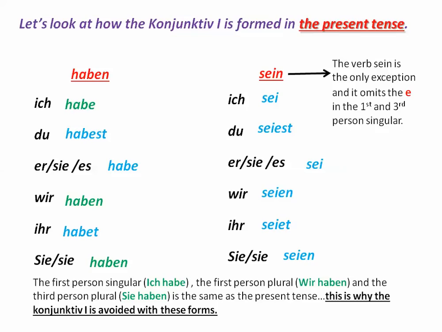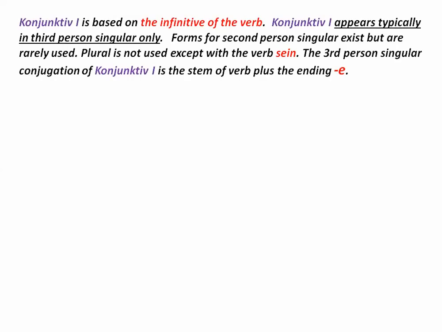And as I said, subjunctive I is mostly used in indirect speech. It appears typically in the third person singular only. Forms for the second person singular exist, just as I showed you, but they're rarely used because they are confusing, number one. The plural is often not used except with the verb sein. The third person singular conjugation of subjunctive I is the stem of the verb plus the ending E. That's the one you most run into.